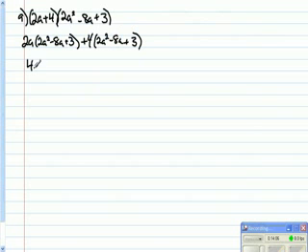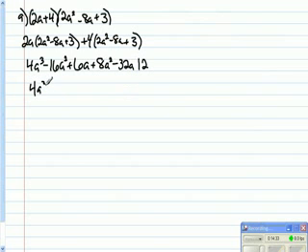So 2a times 2a squared gives me 4a to the third power. 2a times negative 8a gives me negative 16a squared. 2a times 3 is 6a. 4 times 2a squared is 8a squared. 4 times negative 8a is negative 32a. And 4 times 3 is 12.